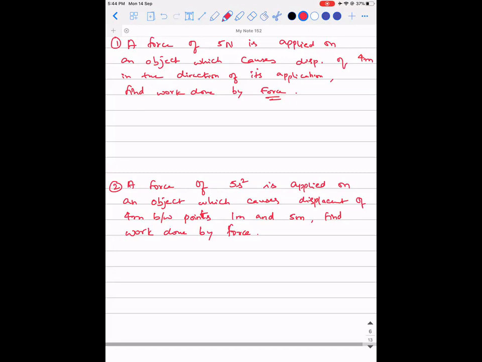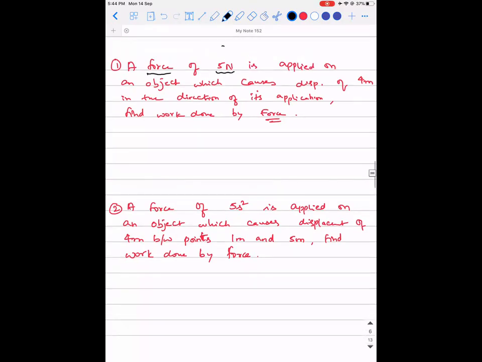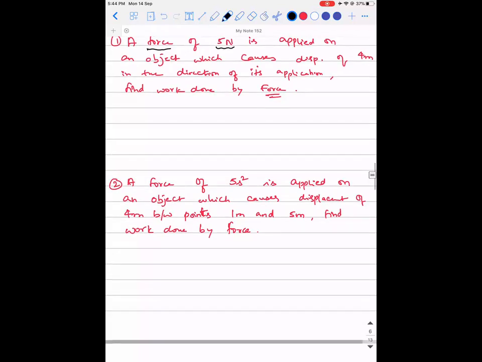By looking at the question, what you need to understand is, if the force does not depend on displacement, like 5 Newton, where 5 is a constant number, that is called a constant force. Whereas if the force is dependent on displacement, then it is called a variable force. Okay. So what we are going to do is look at the solution.